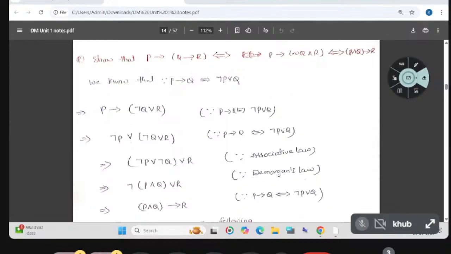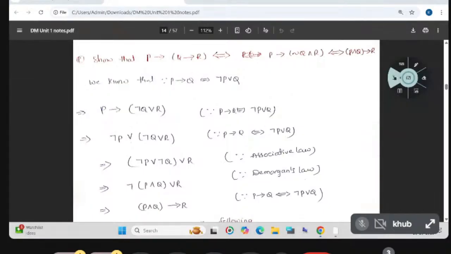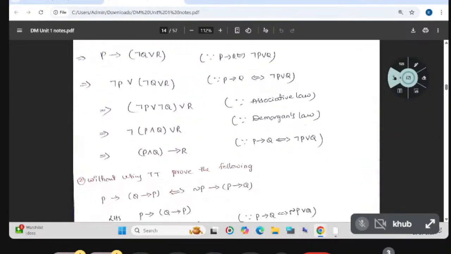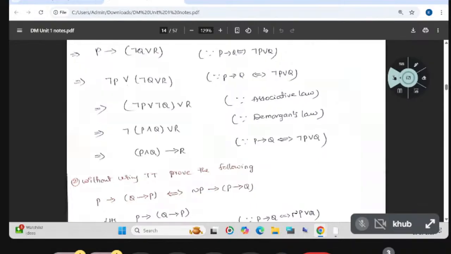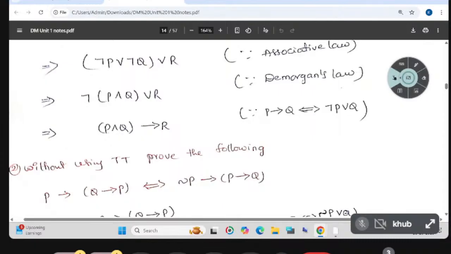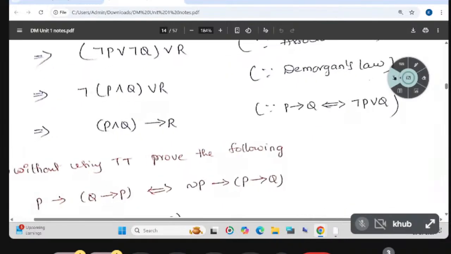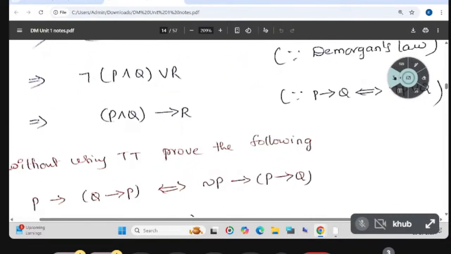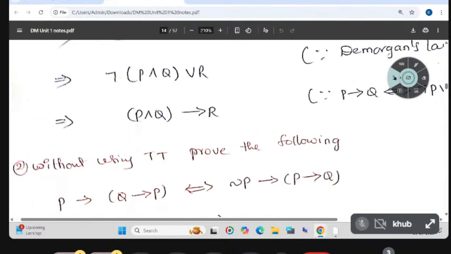Move on to the next one. Second question. Right. So this one you do it. So the question is, without using truth table, prove the following. Without using the truth table, prove the following. Okay. That is P implies (Q implies P), double implies negation P implies Q.